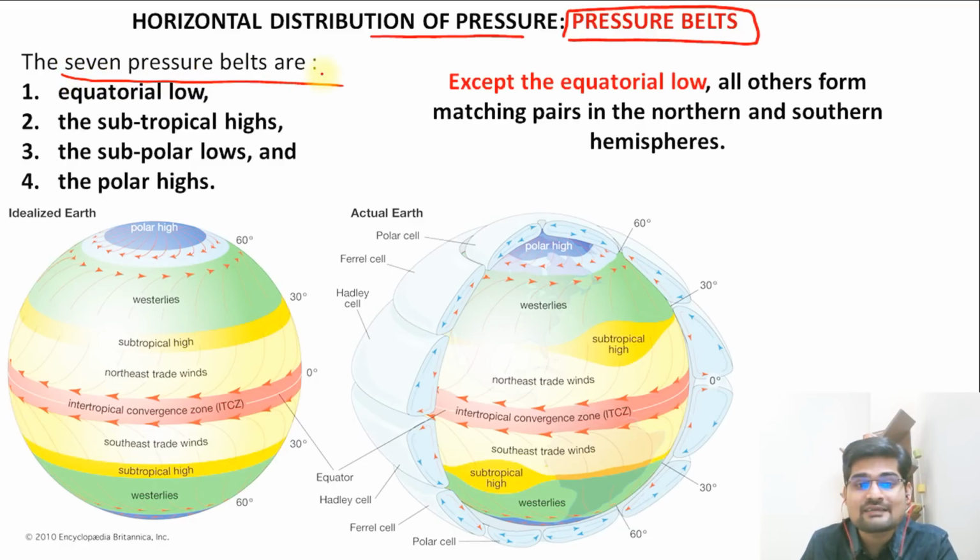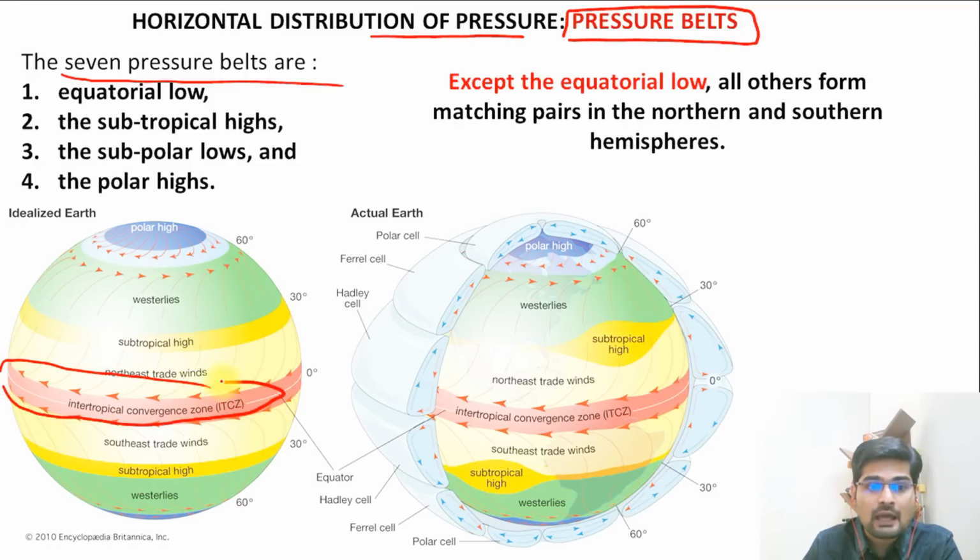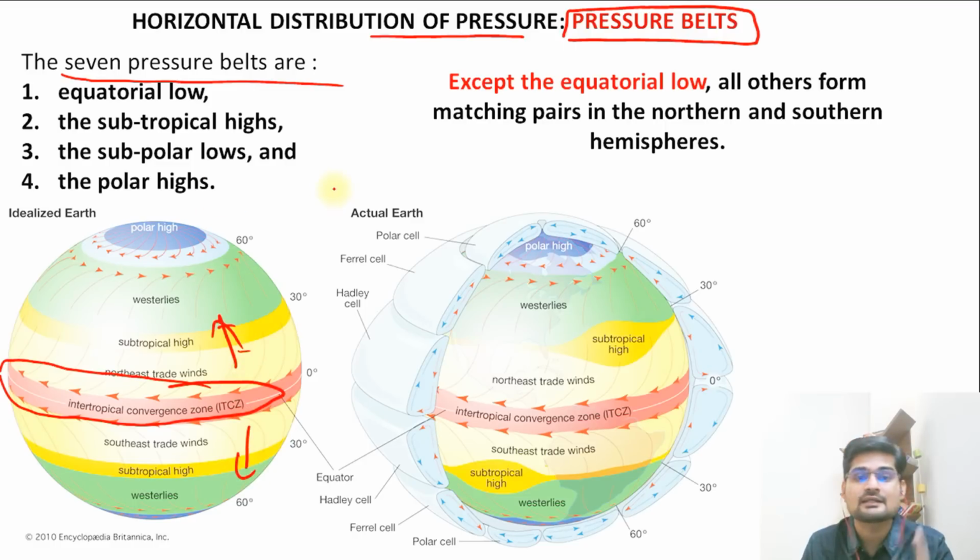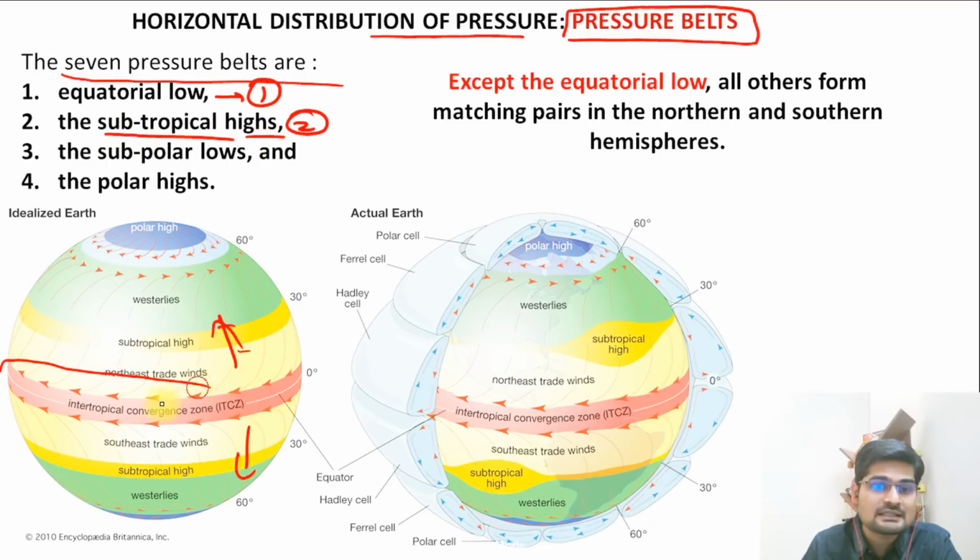Now, why do I say 7? Because 1 is the equatorial belt, right? And apart from that, 3 on each side of the equator. So 3 plus 3, and 1 equatorial belt, so it becomes a total of 7. So 1 is the equatorial belt. Then we have 2 subtropical highs. Remember, subtropical belt, that is near the tropics, right? So this belt is subtropical in north and south. So these are 2 in number.